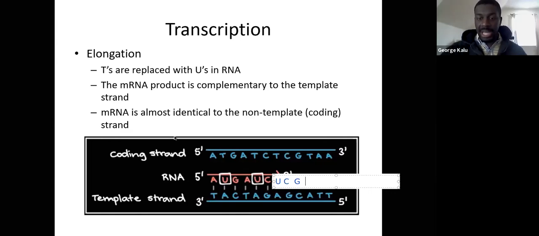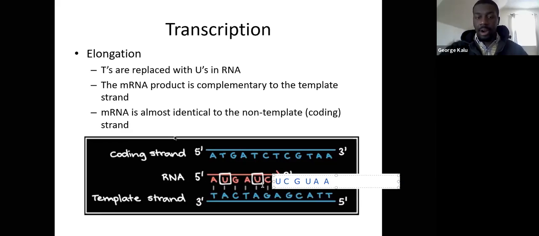Then we have an A here. So what should we have in our RNA? Anyone? A U. Perfect. Good. Then we have a T here. So what should we have here in the RNA? An A. Perfect. And then our last one, we have another T. So we should have a what? An A. Perfect. Good. So here we've just completed our RNA.